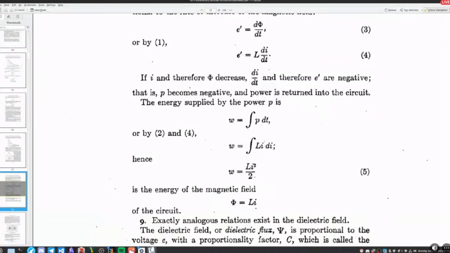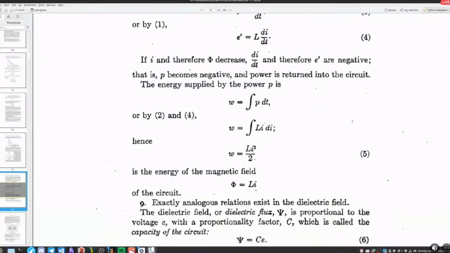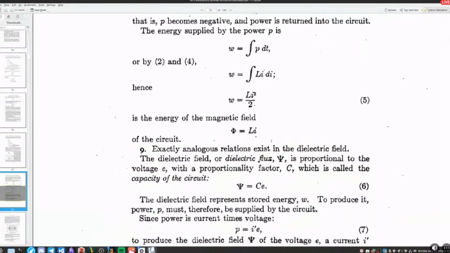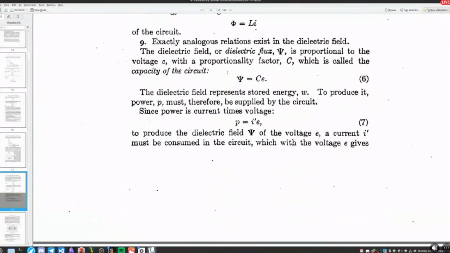So W equals the integral of P times dt, or by 2 and 4, W equals the integral of Li di. Hence, W equals Li squared over 2. And the energy of the magnetic field, phi, equals Li of the circuit. Exactly analogous relations exist in the dielectric field. The dielectric field, or dielectric flux, psi, is proportional to the voltage E with a proportionality factor C, which is called the capacity of the circuit. So psi equals CE. The dielectric field represents the stored energy W.